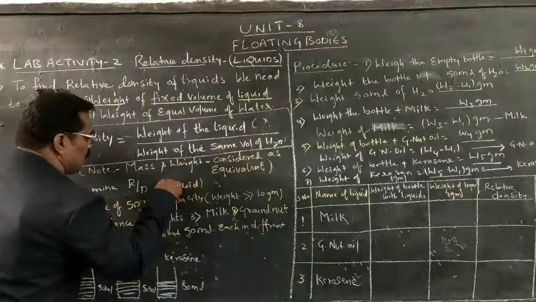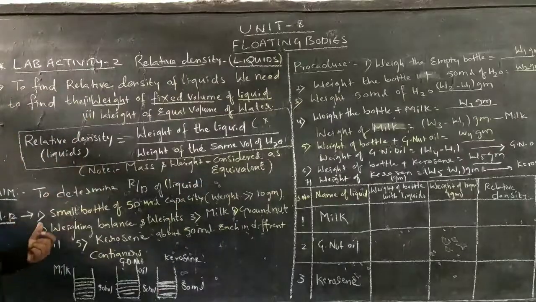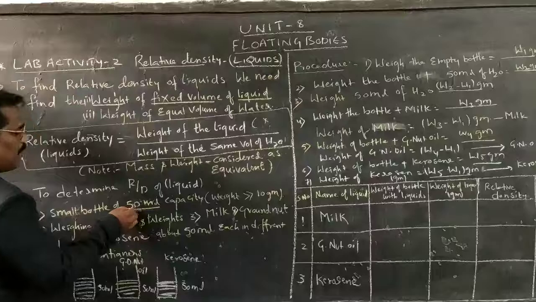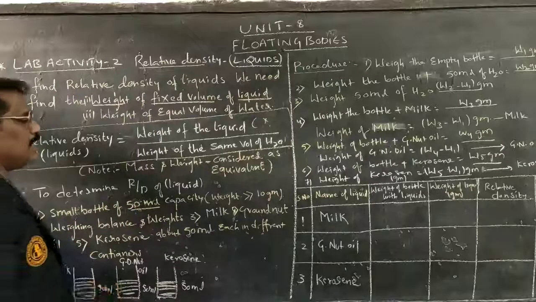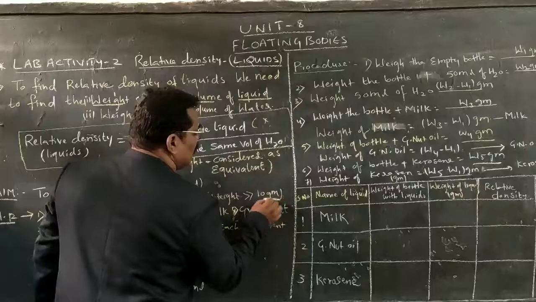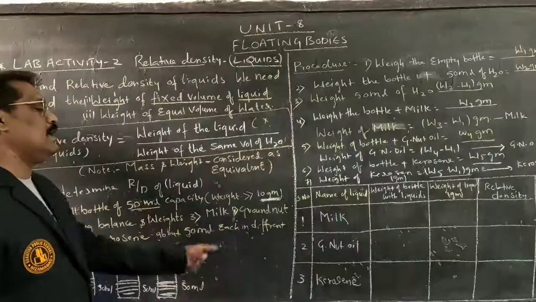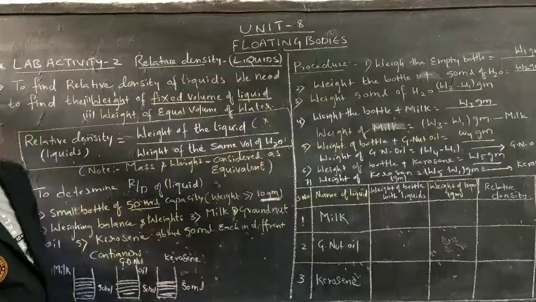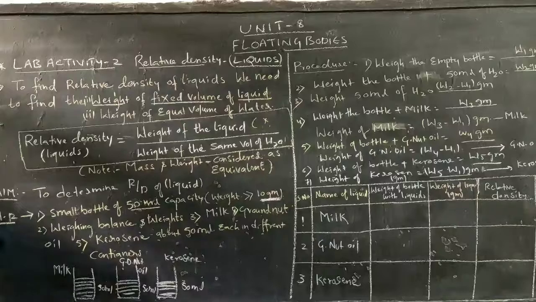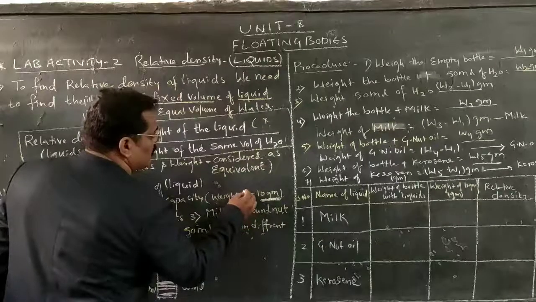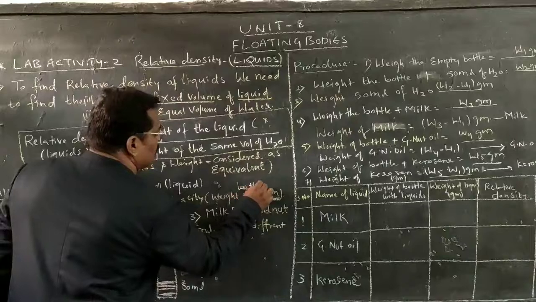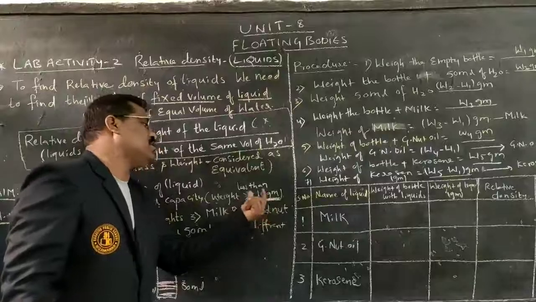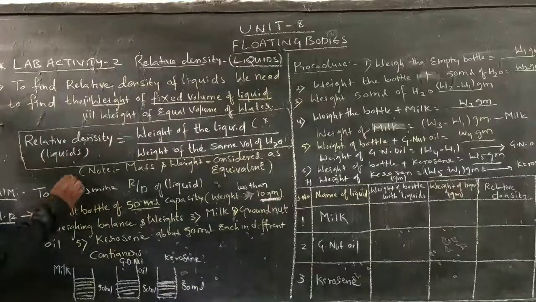To identify the relative density of any liquid, the apparatus required is a small bottle of 50 milliliter capacity, such that the weight of the bottle should not be less than 10 grams. It means slightly more than 10 grams of weight of the bottle must be there. First point is that one.